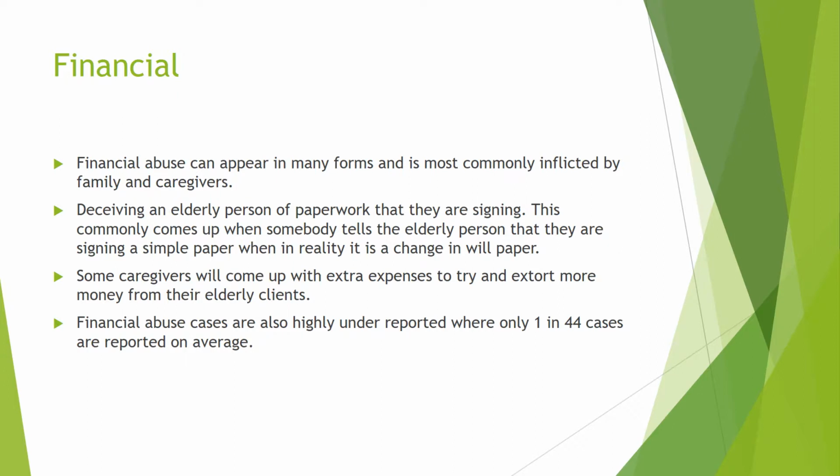Financial abuse can appear in many forms and is most commonly inflicted by family and caregivers. Deceiving an elderly person about paperwork that they're signing is a common form of financial abuse. Typically, a person would tell an elderly person that they're signing a simple paper when in reality it could be a change in their wills. Some caregivers will come up with extra expenses to try and extort more money from their elderly clients. Financial abuse cases are also highly unreported, where only 1 in 44 cases are reported on average.